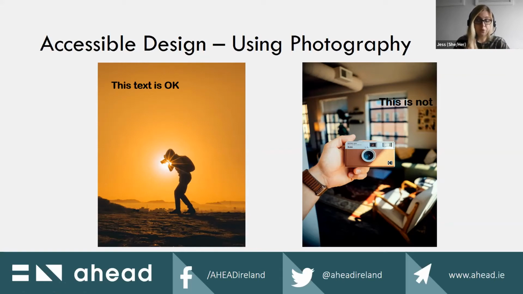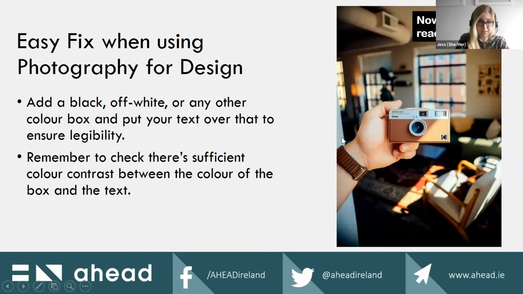So again, a way that you can get around that, if you do need to use a particular photograph, that might be a group shot or a picture with a building, or you're just tied to a particular photograph that does have a busy background, what you can do is, as I mentioned with the previous graphic, add a square or any other shape that has a sufficient color contrast with your text, and just make sure that you're not interrupting with the background. In that way, you're making sure that that text is legible. So that is a good fix.